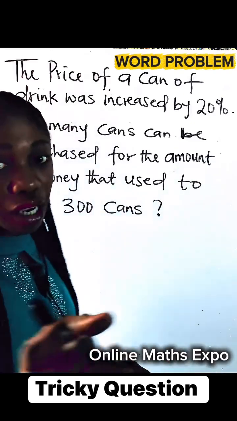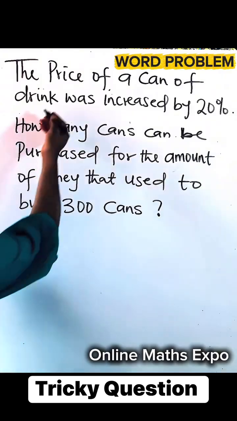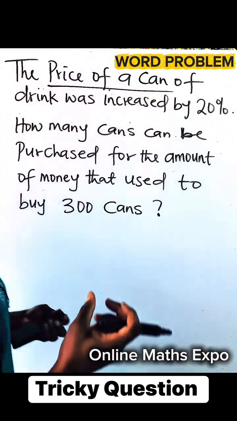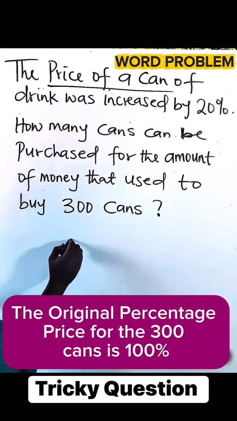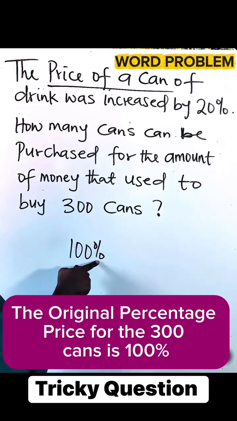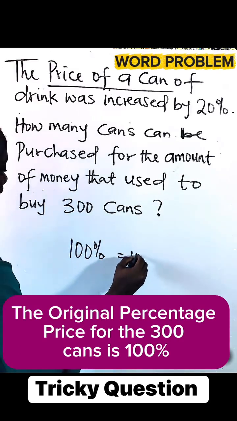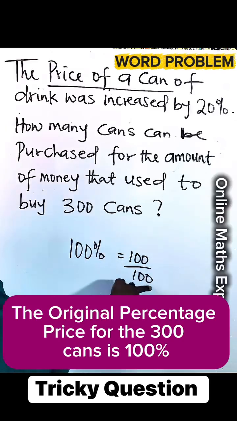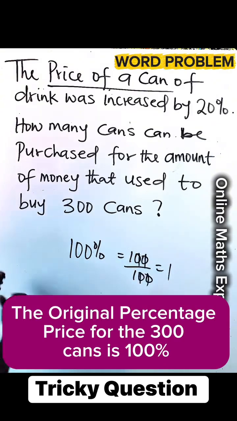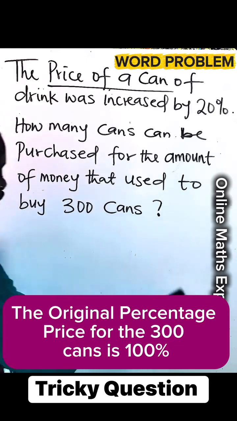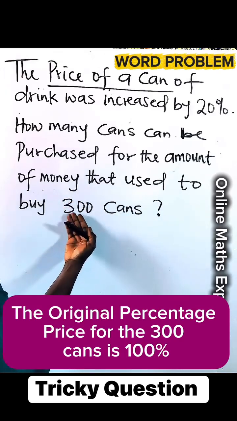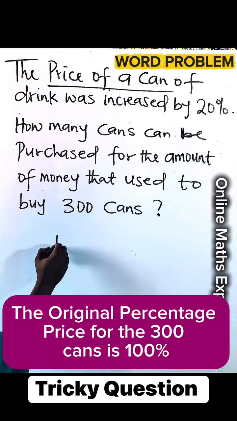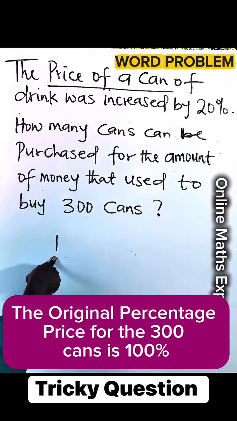When you see this, just remember your proportion. The price for every commodity is 100%. And 100% is just the same as writing it this way. Did you see? This percentage is a fraction. So when you divide 100 by itself, it gives you 1. So if the price of every commodity is 100%, it means that the original price, the amount you used to spend on 300 cans, is 1. That's what it means because that's the percentage for it.